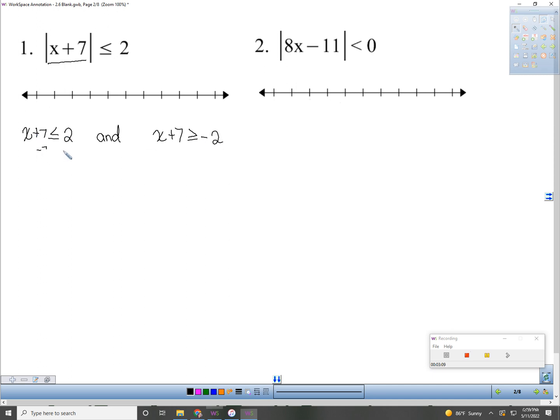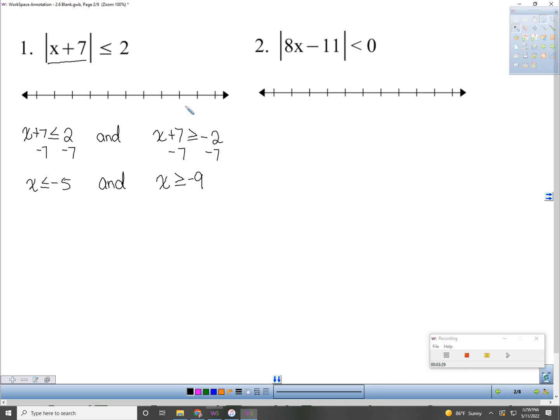Then you're going to solve. So I subtract the 7. X is less than or equal to -5. And same thing over here. Subtract the 7. X is greater than or equal to -9. So this is an AND statement. I need to go all the way from -5 to -9.